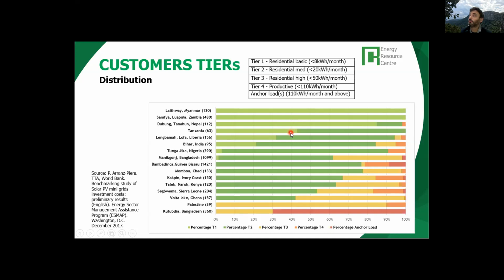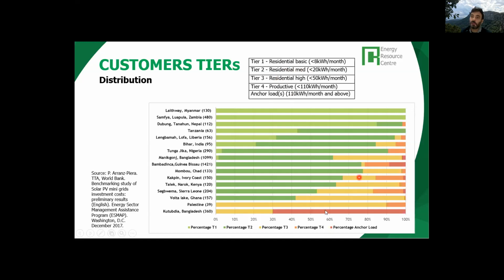Whereas a mini grid in Tanzania or in Nigeria, like this one in Tungajika, a mini grid that was financed partially by GIZ, for instance, we can see that most of the customers were in tier number 2, the residential medium, like 85%, and the remaining 15% were either very small consumers or residential high consumers.